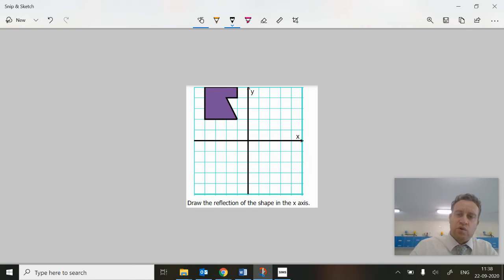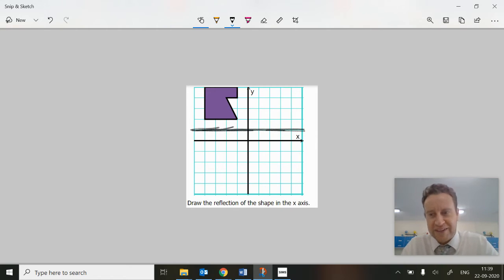Then you also need to be able to reflect in lines like y is equal to 1, or x is equal to 1, or x is equal to minus 1, or x is equal to 2, or whatever. Okay, so you need to know about those lines as well. Now, this line here, I'm just going to try and put this in so I'm a bit scruffy here. You'll lose marks for being scruffy in an exam, but I'm sorry, I've just got a pen in this case.